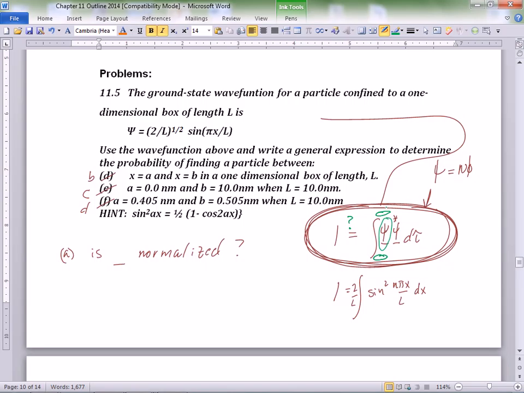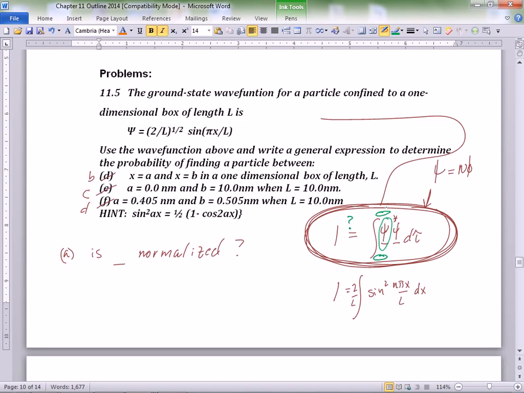Yeah, it's really over all space, negative infinity to positive infinity, but it's 0 outside the box. It has to be between 0 and L. So that really came down to just being 0 and L. But it's really over all space. But it's 0 outside the box. That doesn't do much good. So just between 0 and L.